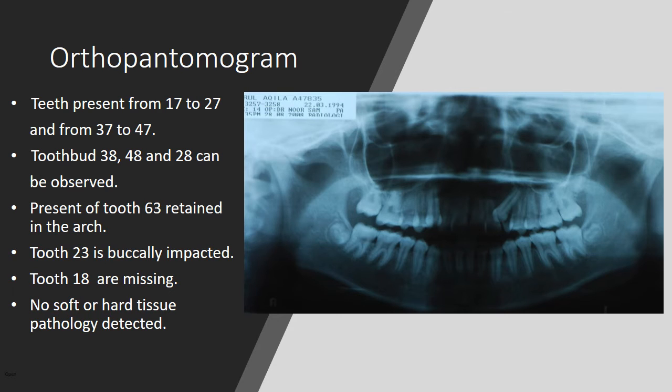This is an orthopantomogram of the patient. The teeth present are from 1-7 to 2-7 and from 3-7 to 4-7. We can see tooth bud of 3-8, 4-8 and 2-8. There is also presence of tooth 6-3 retained in the arch. Tooth 2-3 is buccally impacted and tooth 1-8 is missing. There is no soft and hard tissue pathology detected.